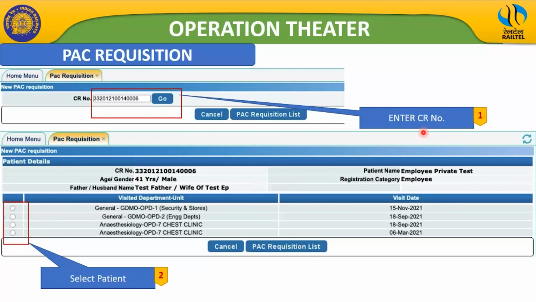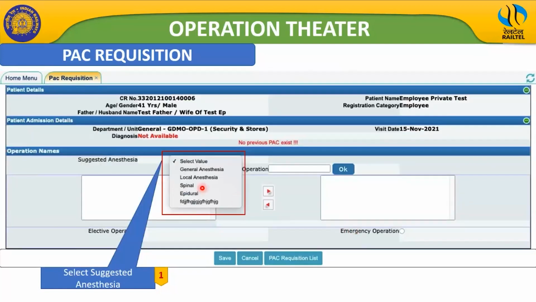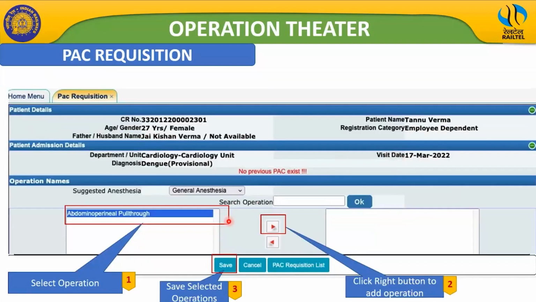For which episode this PAC requisition is required, that will be selected here, and you click on the PAC requisition. You select the patient, and then after that you will see what is the anesthesia suggested for that patient, whether it is a general anesthesia or a local anesthesia. That will be indicated here, and you will also have to indicate the surgery that is required. The proposed surgery also will be selected here. You have to select the operation related information and drag it to the right side, and then you click on the save button here.